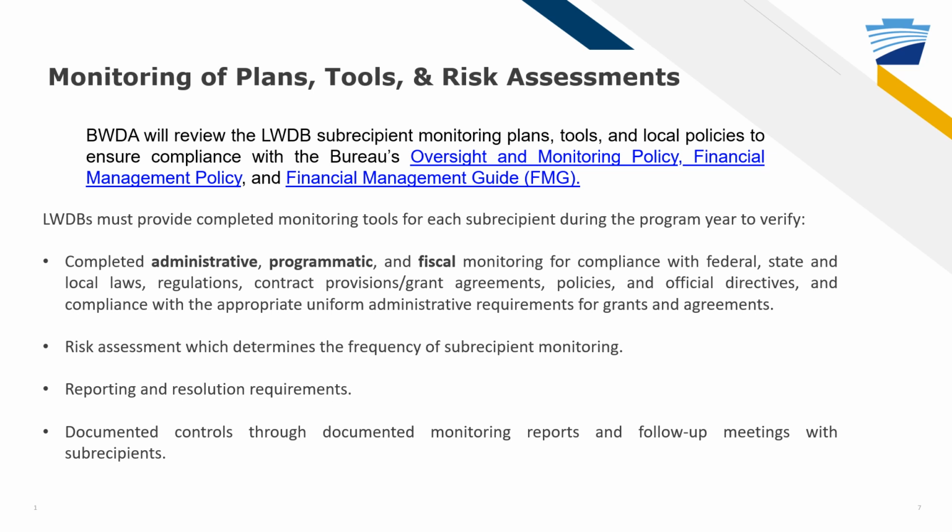BWDA reviews the local board's monitoring plans, tools, and local policies for compliance with applicable federal and state statutes, regulations, policies, and guidance. This is to ensure local boards are identifying areas of noncompliance and practices that, if left uncorrected, are likely to lead to noncompliance. It's also to ensure that these results are reported and provided to the monitored subrecipient, and documented steps are undertaken until the compliance issue is fully resolved.